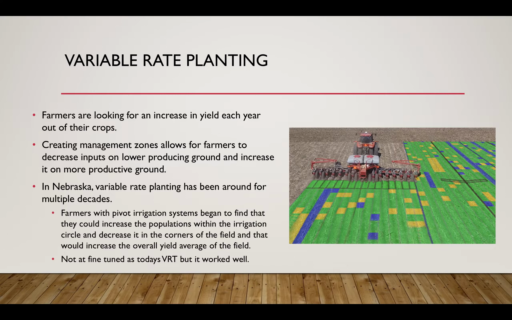Variable rate planting. Farmers are always looking for an increase in yield no matter what you can do. Variable rate planting, I believe, can give that to them. There's management zones. It'll decrease your inputs on lower producing ground, increase it on more productive ground. And then I also have some bullets in there that says, Nebraska variable rate planting has been around for multiple decades, and that kind of goes back to the slide I had in the beginning, in regards to guys didn't plant their pivot corners quite as heavy as the field that was underneath the pivot.